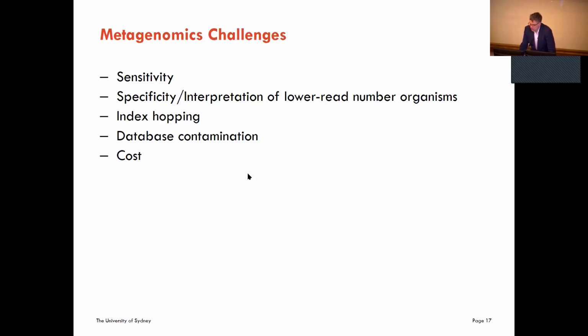There is this idea of index hopping, that when you multiplex samples with a very, very dominant sample, you can get a bit of movement of a sample within the run into other libraries, which can confuse things. And the databases are still, at the end of the day, pretty low quality because they haven't been very, very well curated, even the official ones.